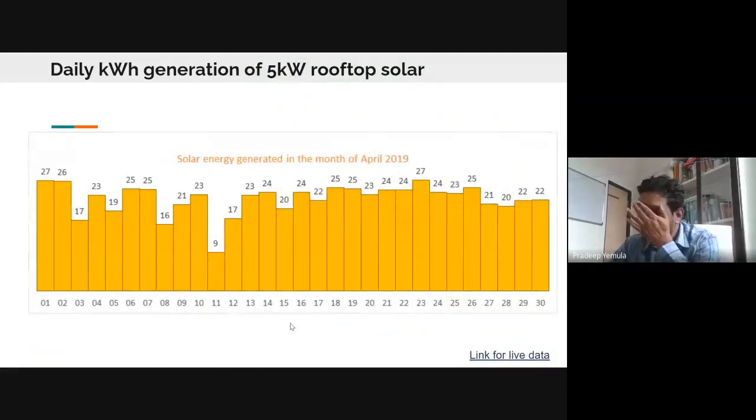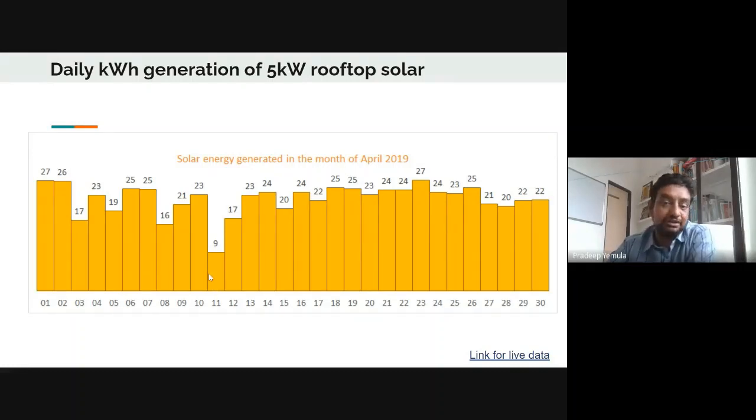So now we analyze the power generated. Okay, so this is April 2019. From 1st April to 30th April, this is the daily kilowatt hour generation. So 27, 26, something like this. What I was telling, the expected was about 20 to 25. So on a certain day, only 9 units got generated, on 11th of April.